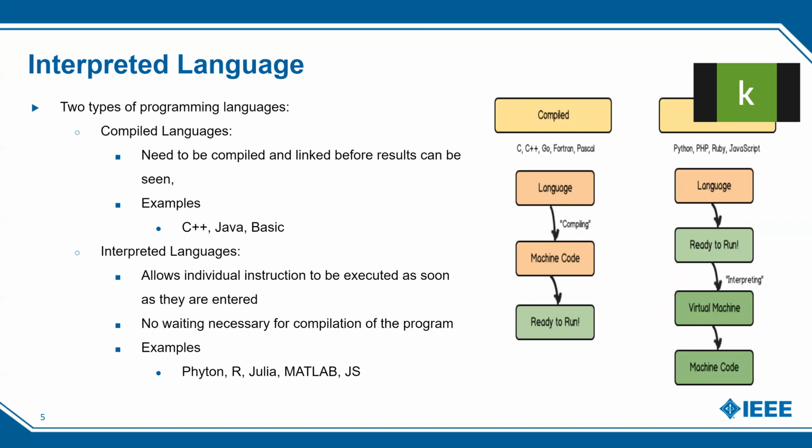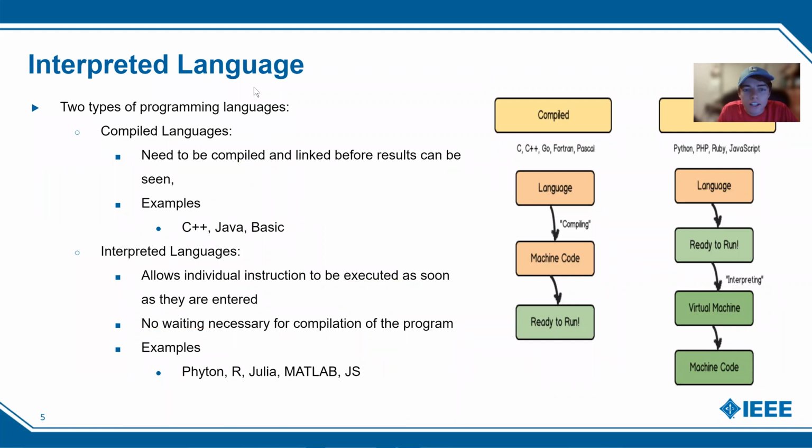There are two types of programming languages. Compiled ones need to be compiled and linked before results can be seen, such as C++, Java, BASIC. So you need to actually compile the code and run it through. Interpreted languages are basically executed as soon as they're entered, so you don't have to wait for the compilation of the program. Some examples of those are Python and MATLAB, and those are the most common.